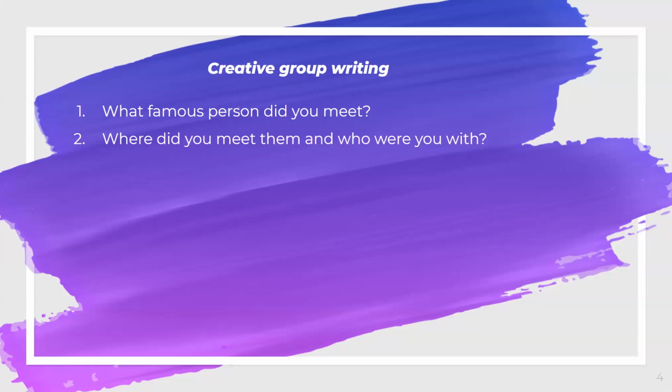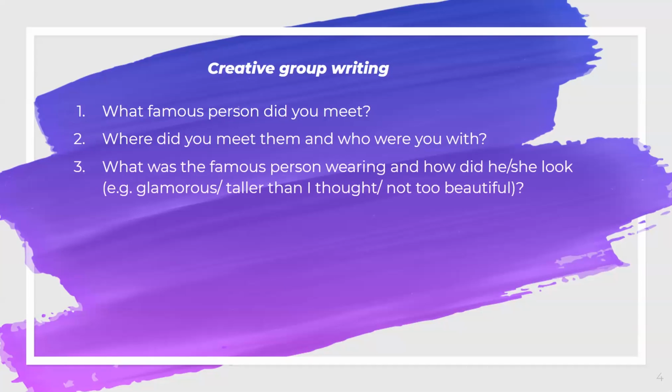Okay, guys, we're going to answer the question number 3 now. And the question number 3 is, what was the famous person wearing and how did he or she look? For example, glamorous, taller than you thought, not too beautiful. Any adjective you want, you can use it here. What was the person wearing and how did he or she look? That's the next question.